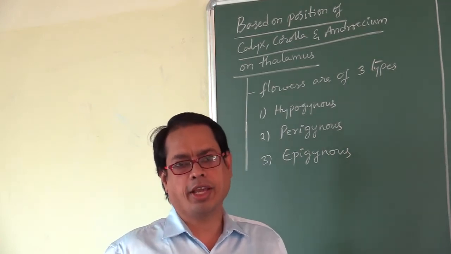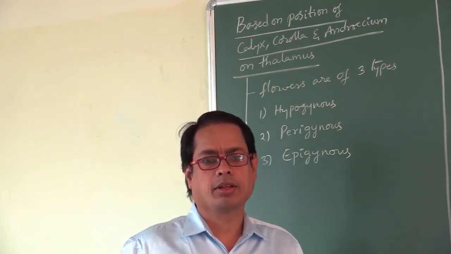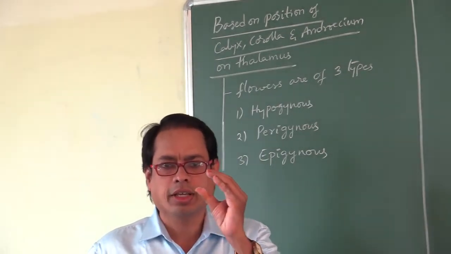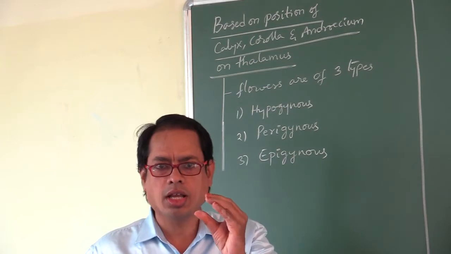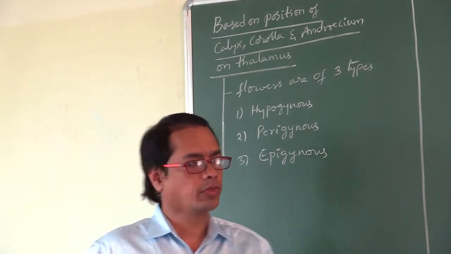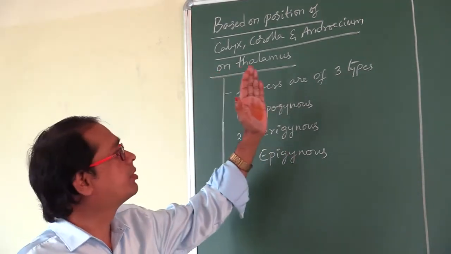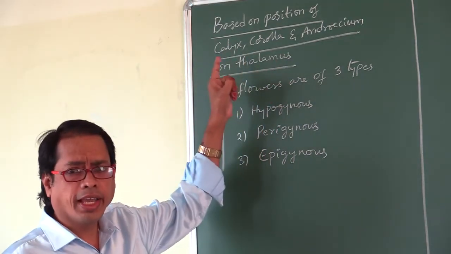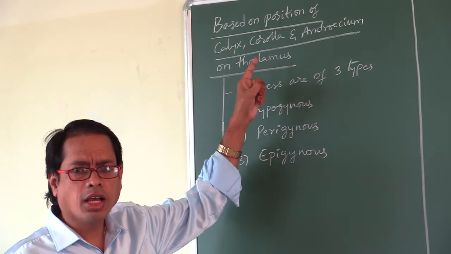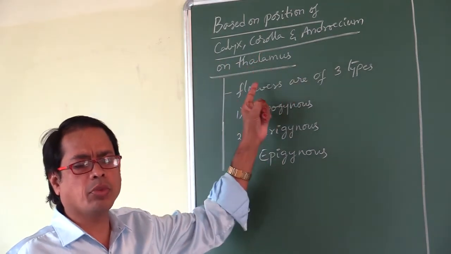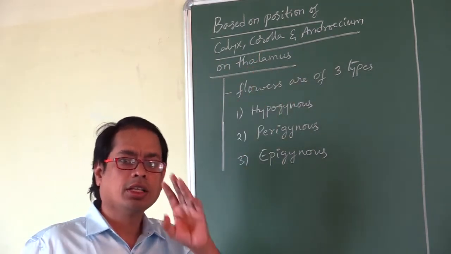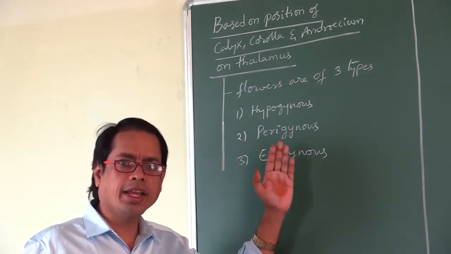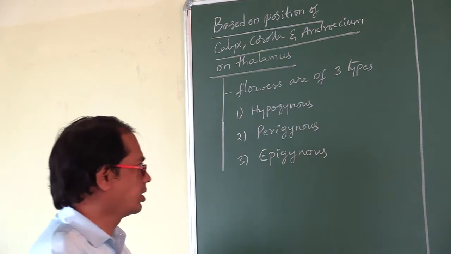Today I am going to explain a topic based on the position of calyx, corolla and androecium. Types of flowers based on the position of calyx, corolla and androecium on thalamus. Flowers are three types: hypogynous, perigynous, epigynous.